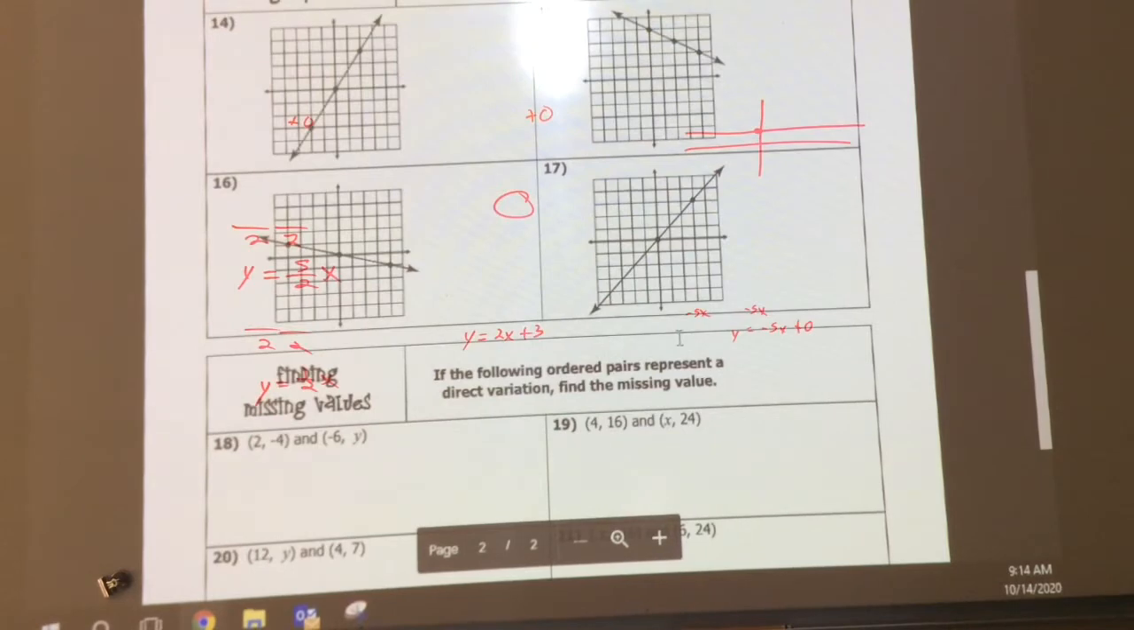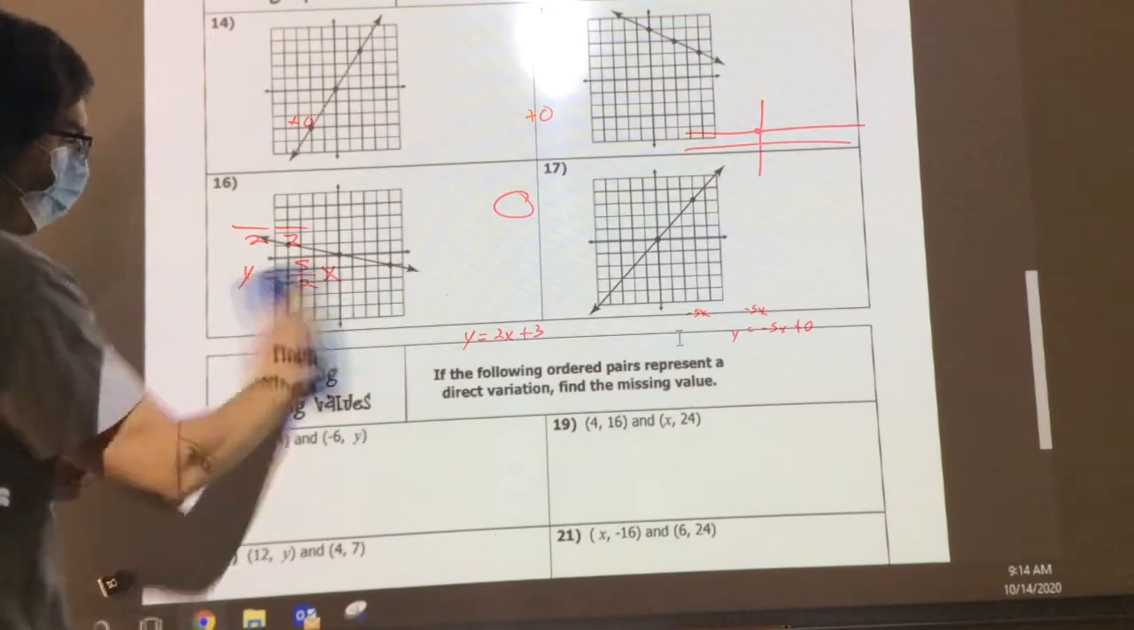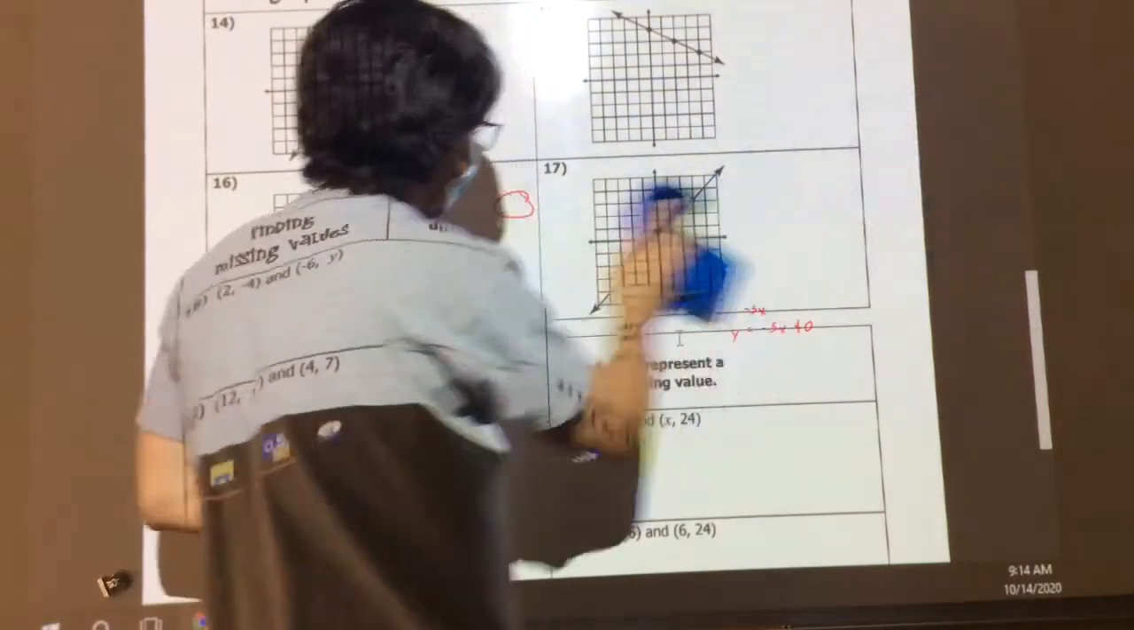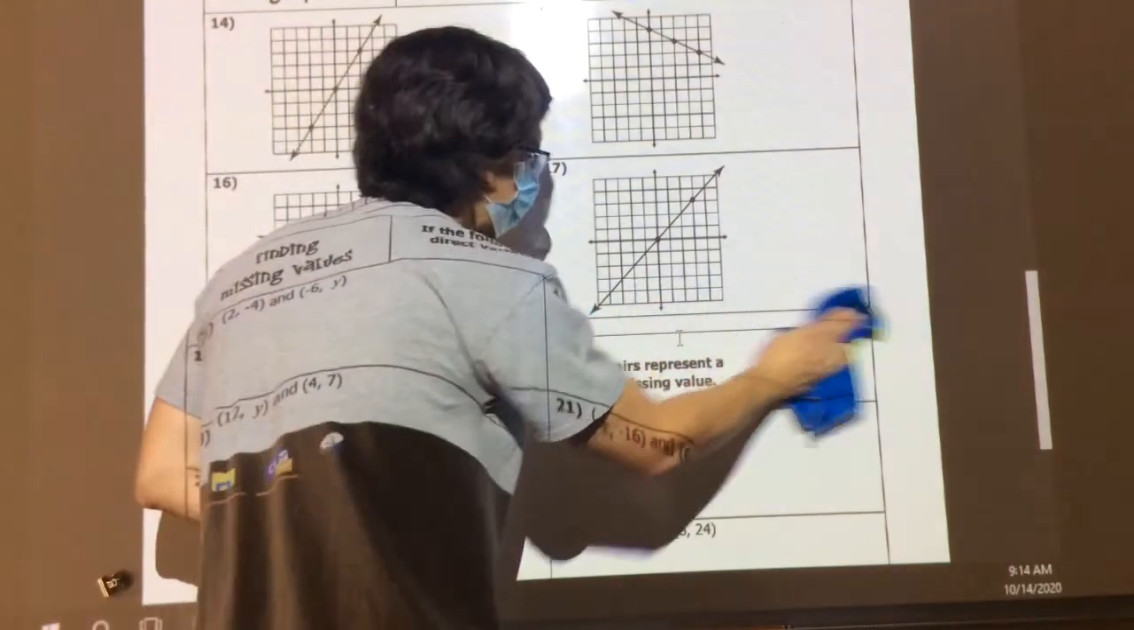Okay, graphs. Very simple. All we're trying to do, ladies and gentlemen, is figure out, do these go through the origin? If they go through the origin, then they show direct variation. If they do not go through the origin, then guess what? They do not show direct variation.